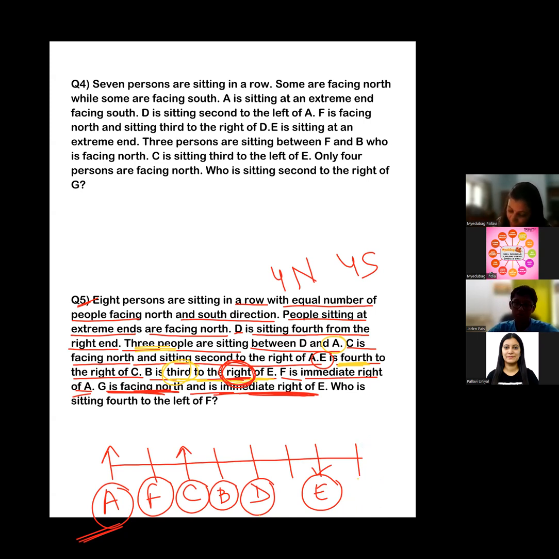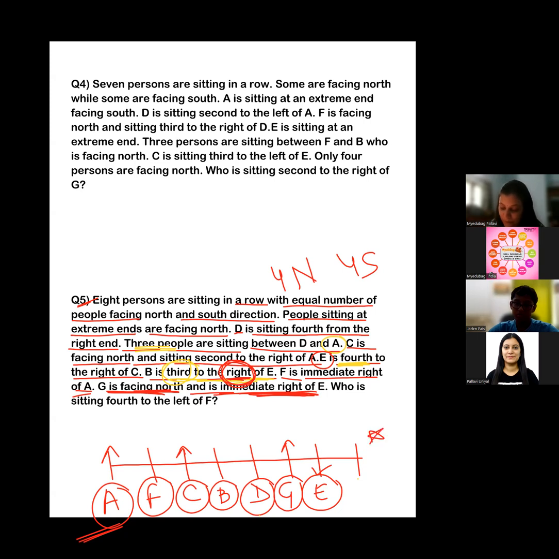It is also given that immediate right of E, which will be next to D. Yes, next to D. So G will be here, immediate right of E, and facing which direction? It is given G is facing north, right? So only one place is left here.